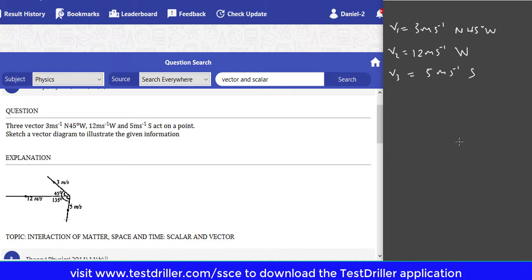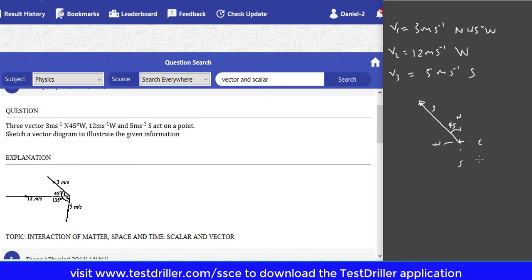So let's say this is the point. So what is the representation of the first one? 3 meters per second, and the direction is north. So let's say these are the coordinates. This is north, this is west, this is east, and this is south. If you say 45 degrees west, you are referring to this direction. So if you go from the north towards the west, then you have 45 degrees. So that is what you have here, and the magnitude is 3 meters per second.